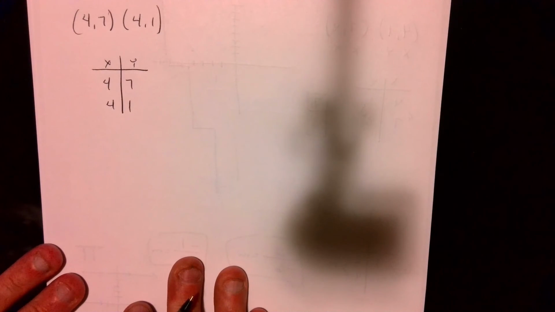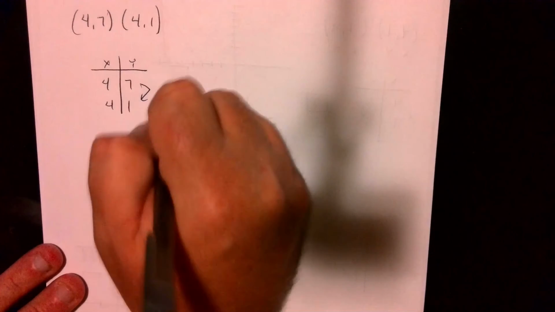Let's say we have this situation. 4, 7, 4, 1. Make a T-chart. 4, 7 goes there, 4, 1 goes there. This is my X, this is my Y's. Change in Y from 7 to 1. We got smaller. We went down 6.